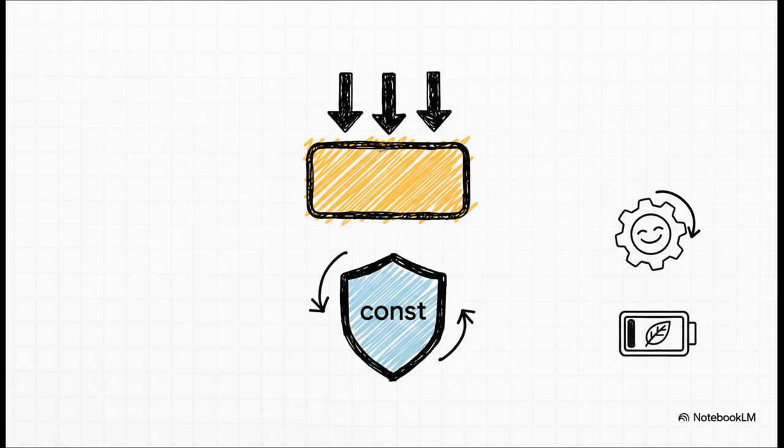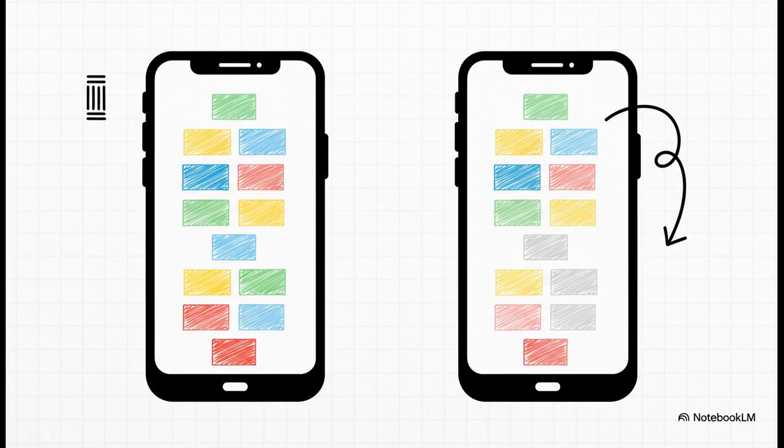When Flutter is doing a rebuild and it bumps into a const widget, it just skips it. It says, I don't need to rebuild this, I can just reuse the old one. What does that mean for you? Fewer rebuilds, less work for the CPU, and less memory being used. It's a win-win-win.